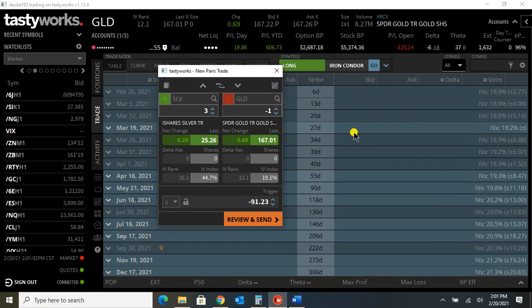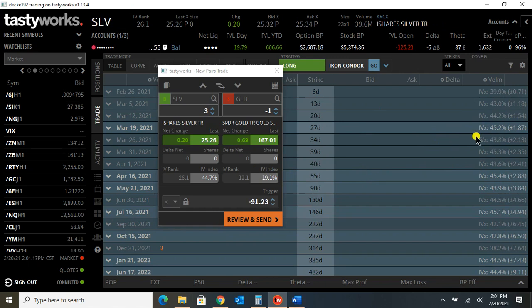I usually go between 30 and 60 days out. So about 19.2 to 19.3%. It's a little bit off from the 19.1 here, but it'll get you pretty close. Then if I do the same thing in silver, SLV, you can see here 44.7. These are a little bit higher, 45.2 and 45.4.